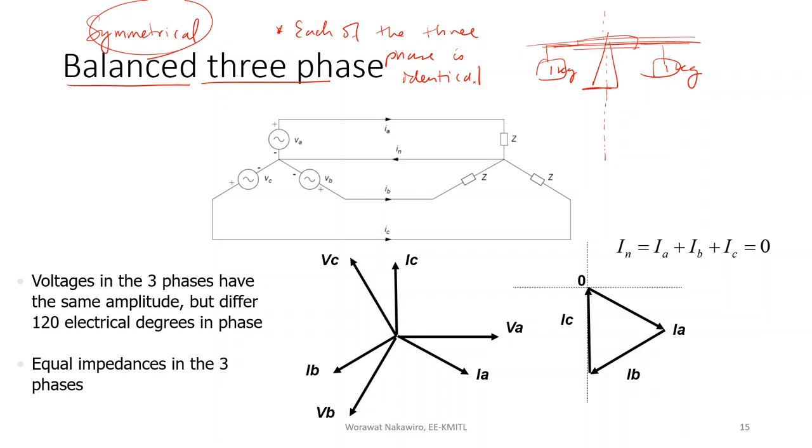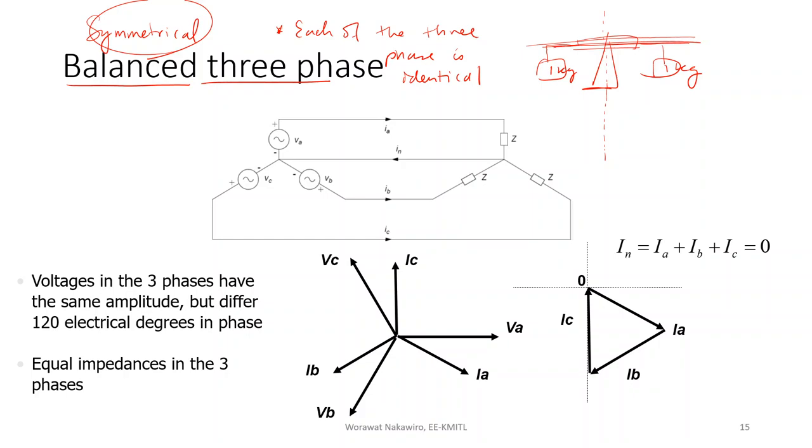Okay, each of the three phases is identical, meaning that the voltage is the same, the impedance or the load is the same, all right? So the voltages in the three phases have the same amplitude, but differ in phase angle. The phase angle separation is 120 degrees, okay? So the term for the 120 degrees should be called phase separation.